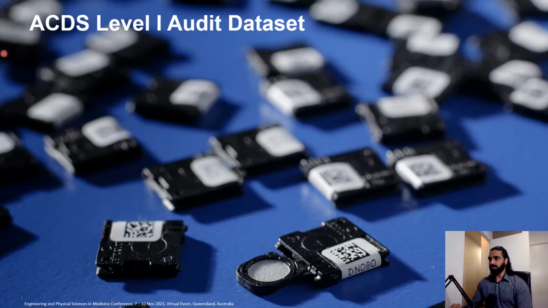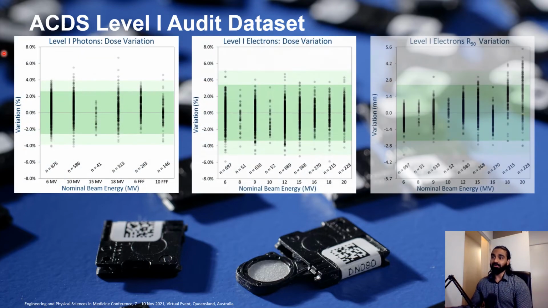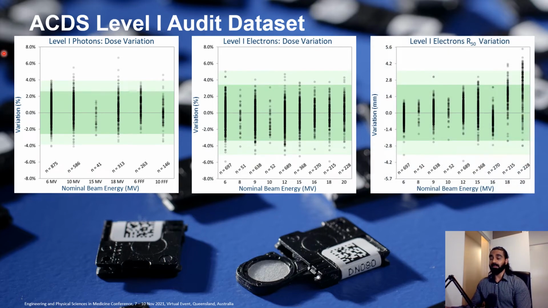So over the course of ACDS Level 1 auditing over the years, as you can imagine, we've accumulated quite a lot of data. What you're seeing here are the Australia and New Zealand data sets for the photons, electrons, and electron R50 variation plots, with the variations on the y-axis and the nominal beam energies on the x-axis separated into separate series. And there's a lot of data there. Every dot you're seeing here is an individual audited beam that has been measured.